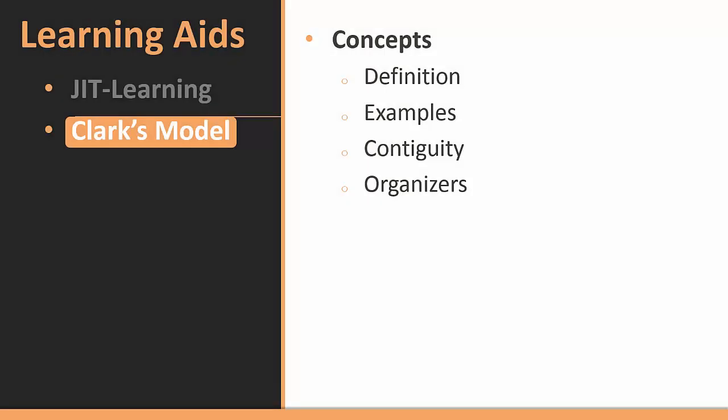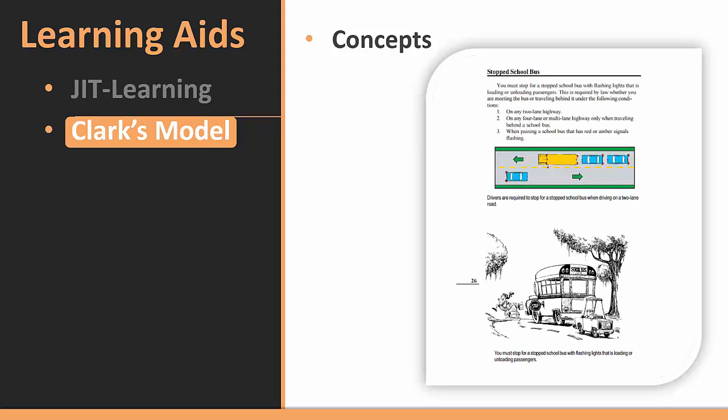Her next category is concepts, and to visualize concepts well in a learning aid, she says you should begin at least with some type of definition, and then you should provide some examples. Spatial contiguity continues to be important, as do organizers. These visual organizers in particular help learners understand distinctions and help build these mental models, and this is easier to understand if we simply look at an example.